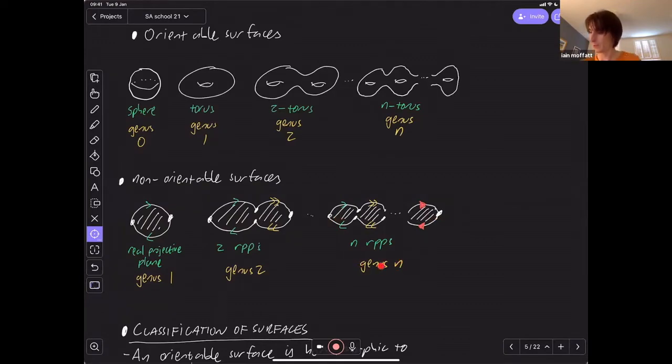Okay. So the name to remember is the genus, which classifies either how many donuts you're made of or how many real projective planes. And just as an aside, the genus in the non-orientable case is sometimes called the cross-cap.